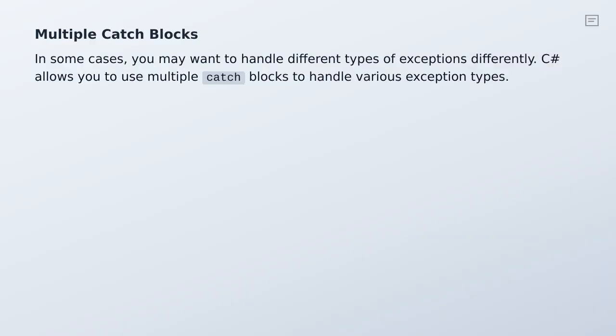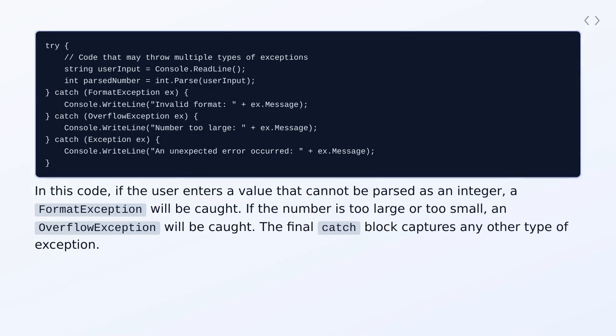Now we're on multiple catch blocks. In some cases, you may want to handle different types of exceptions differently. C# allows you to use multiple catch blocks to handle various exception types. You'll use this often as you go. I'll let you read the examples on screen rather than reading every line aloud.